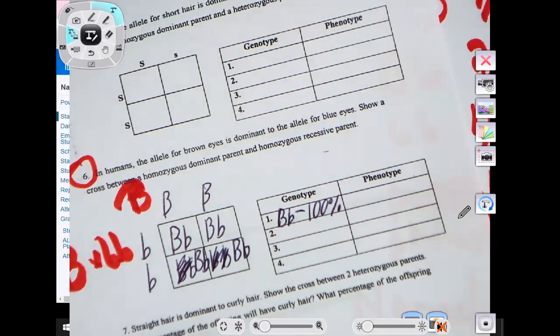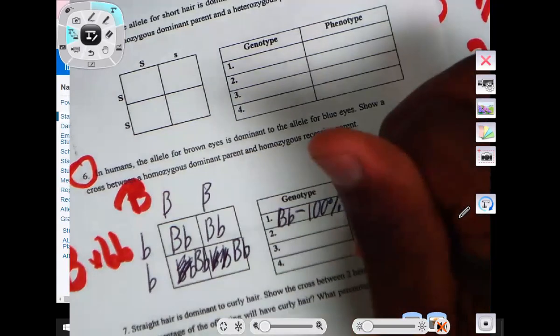Okay? It's interesting here. So what's the phenotype over here? What are we going to write? Brown eyes. Brown eyes, what percent? 100. 100%.